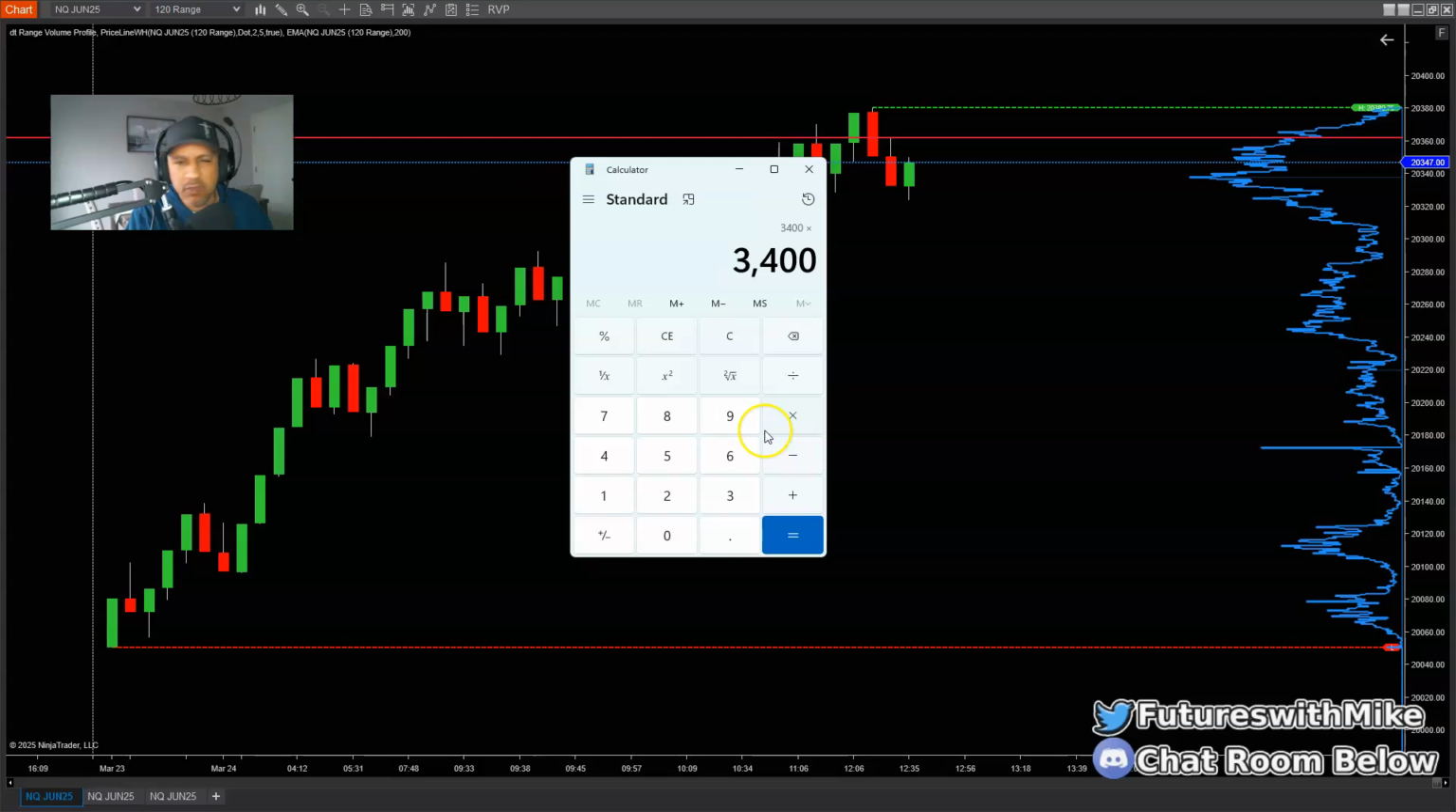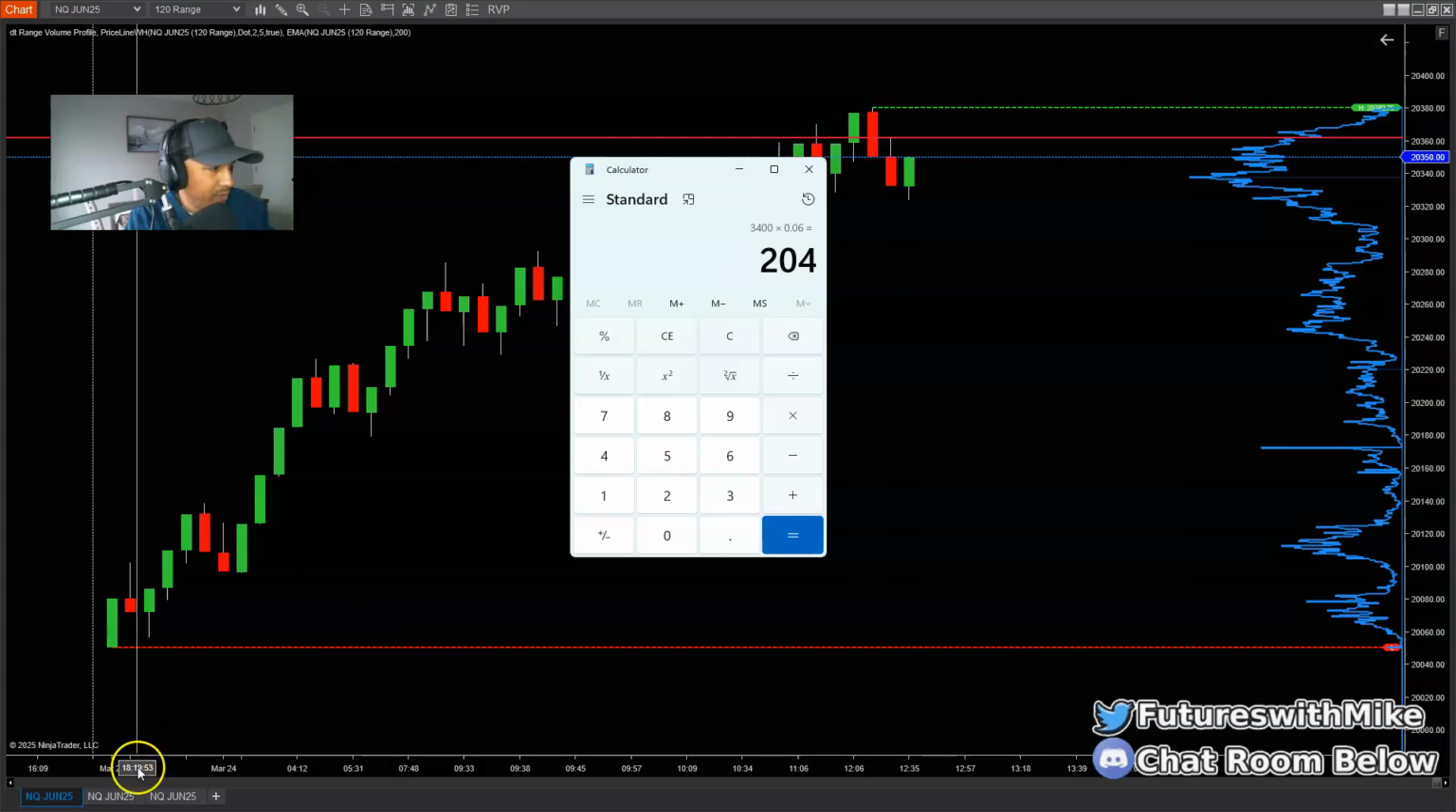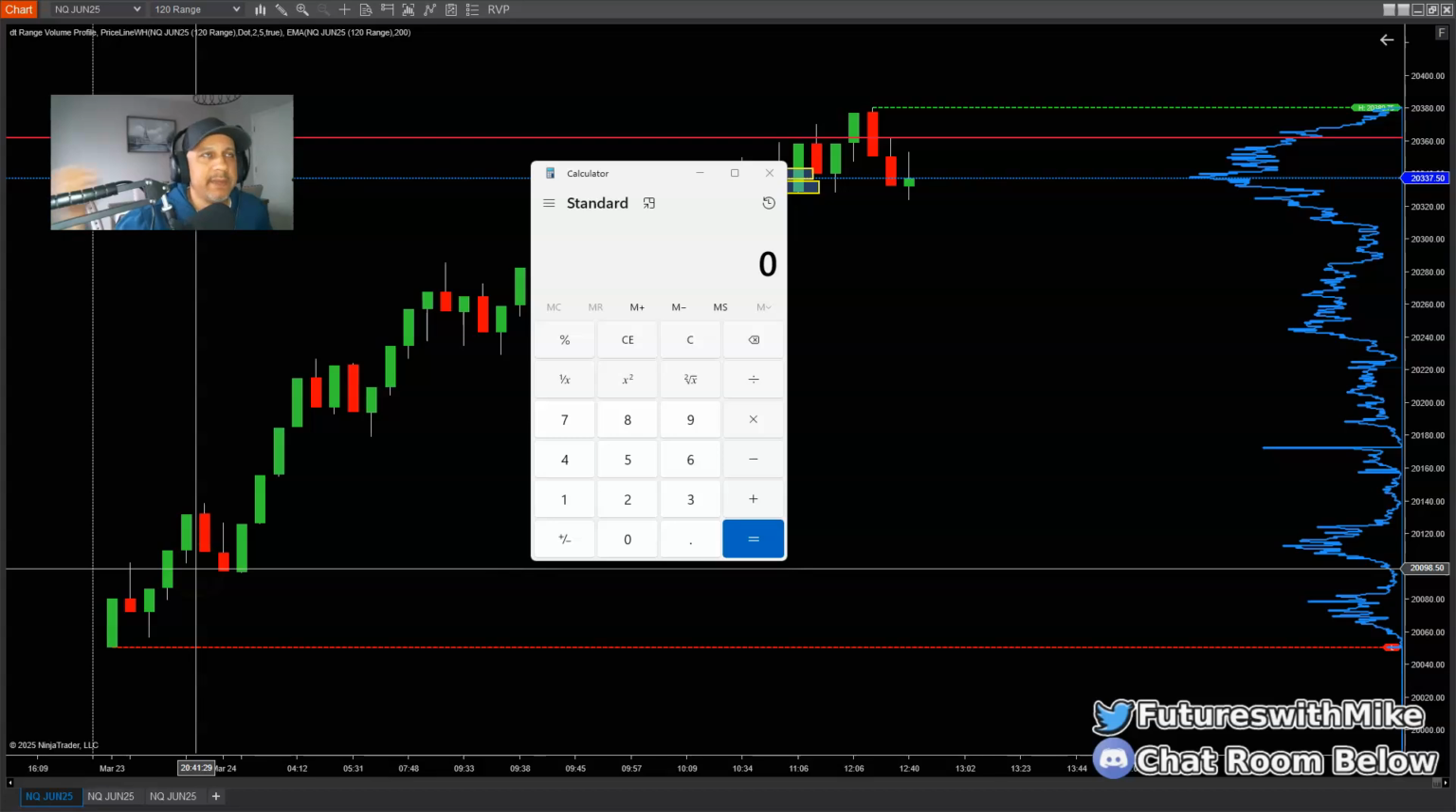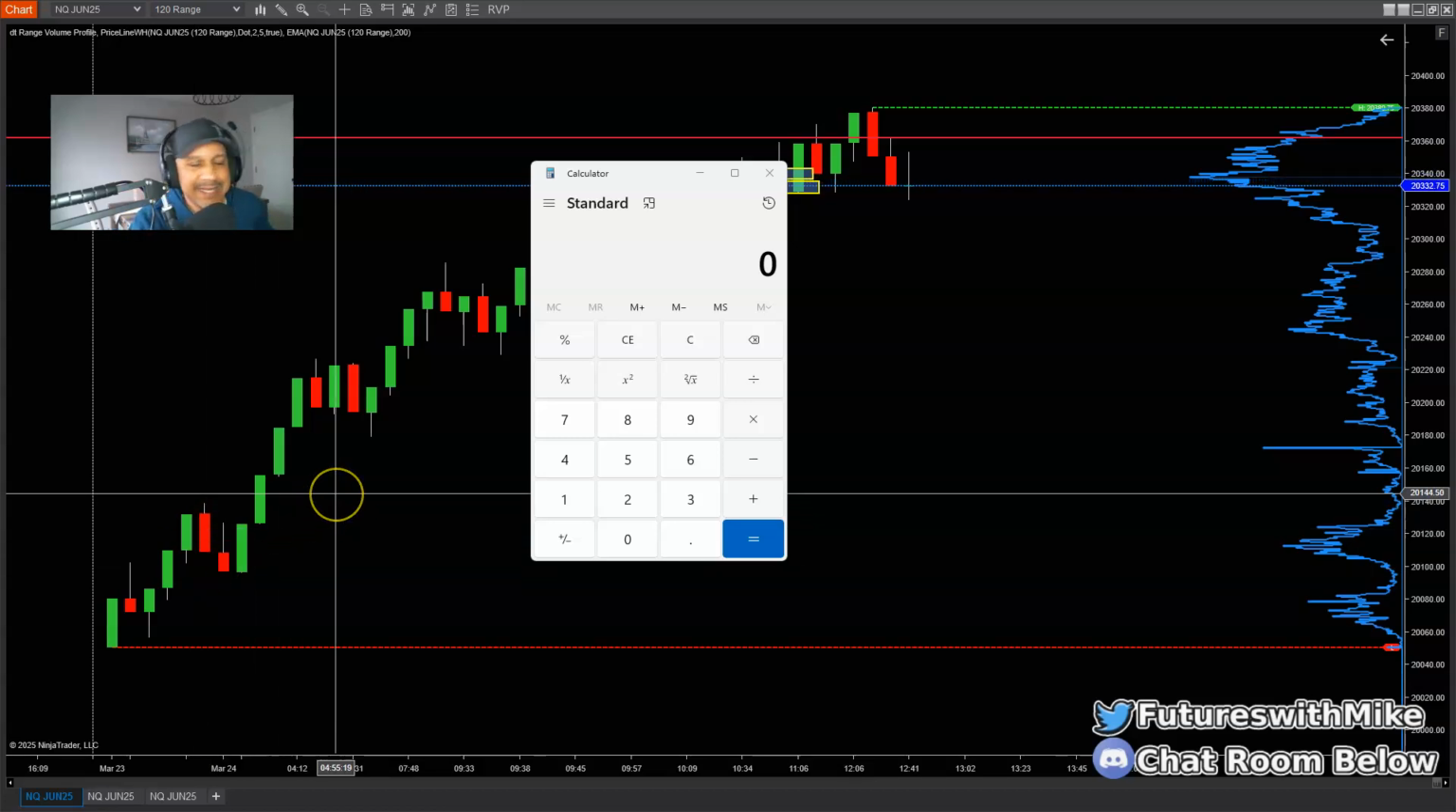Let's just say we want to risk 5 to 6%. That's $204 that I can actually risk. So again, we'll be looking to risk maybe $200 to make $400, with a $3,400 size account. Again, that's basically like 6%, or you can scale it down to 5%.